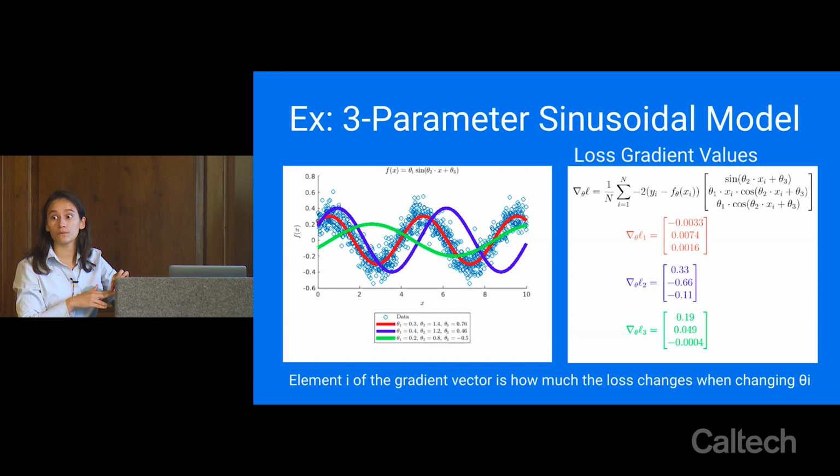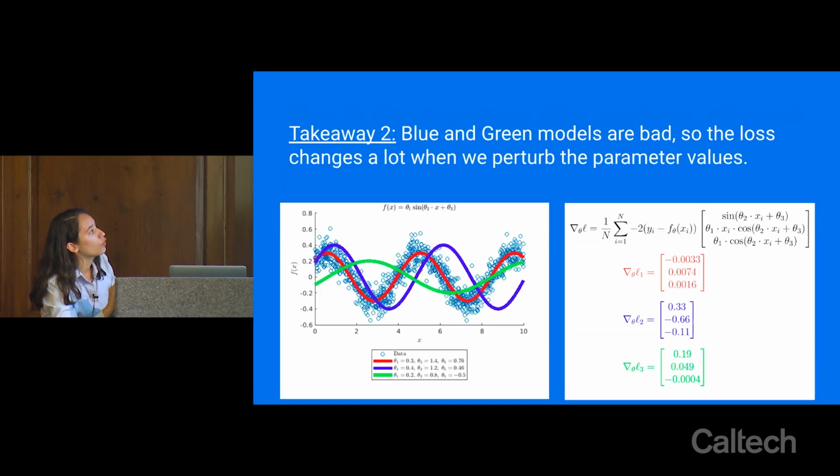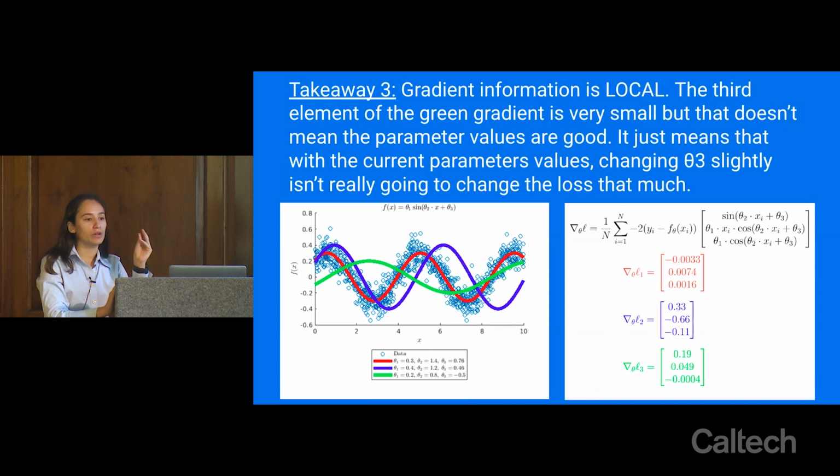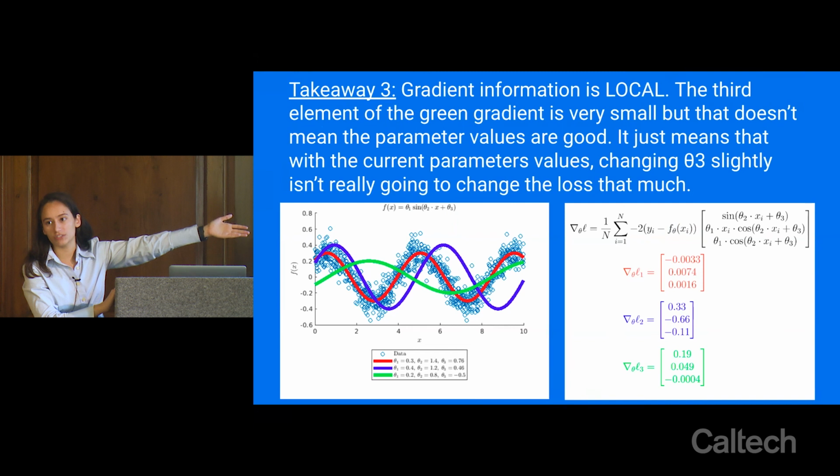But the output here, for example, for the green one, yes. The very small value of theta 3 does not really mean that it's a good theta 3. So the gradient information, when you take it with respect to one of the parameter values, doesn't necessarily mean that it's good over all of the parameter values. And that's the problem that we're seeing here.